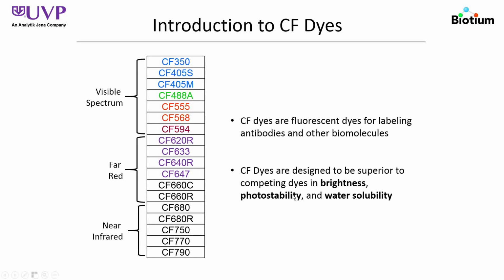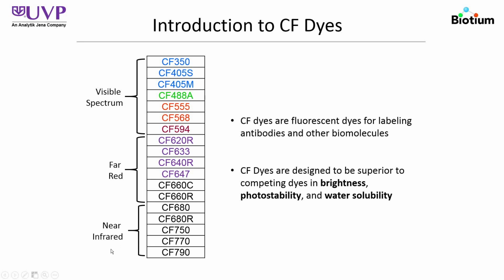CF dyes were engineered to be superior to other commercially available fluorescent dyes, for example, Alexa Fluor dyes, Cy dyes, or DyLight dyes, by having brighter fluorescence, better photostability, and higher water solubility. Right now, CF dyes include about 20 different dye colors, ranging from the visible spectrum, so blue, green, and red dyes, to the far red and near infrared spectra.